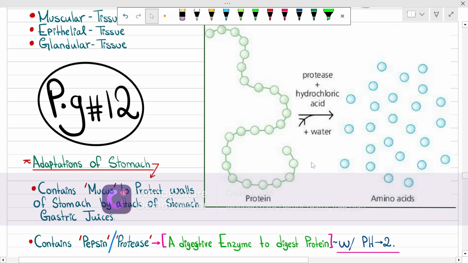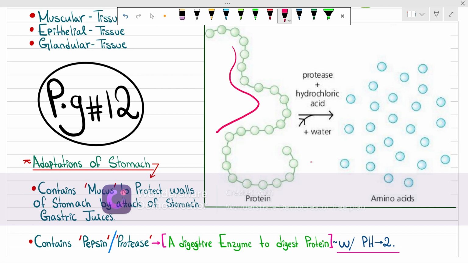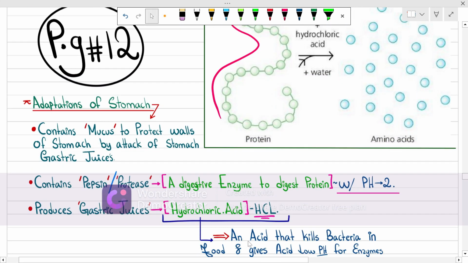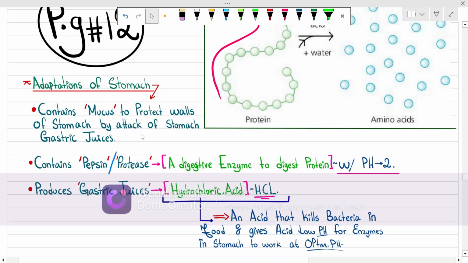So in the stomach, churning causes long protein molecules to be broken into amino acids by a process known as hydrolysis. There are three types of tissue in the stomach: muscular tissue, epithelial tissue, and glandular tissue. There are three adaptations of the stomach.